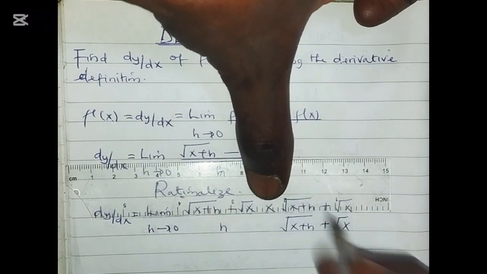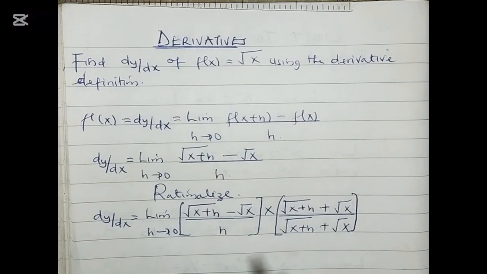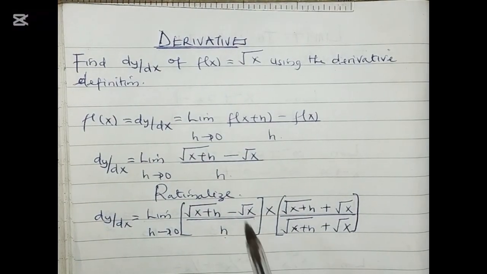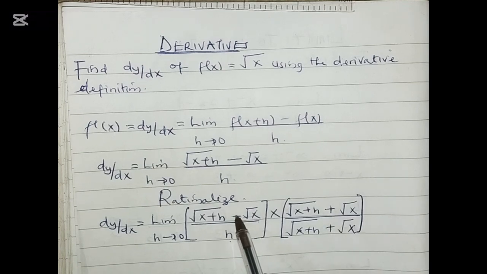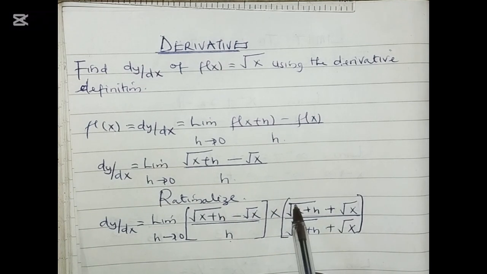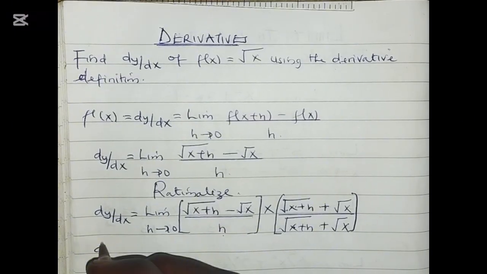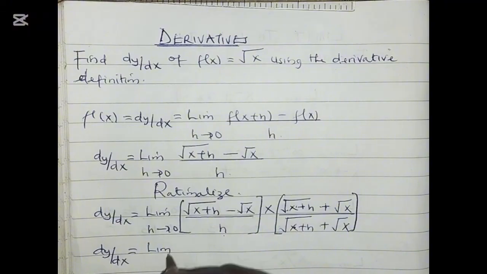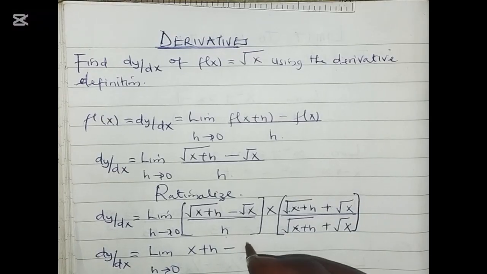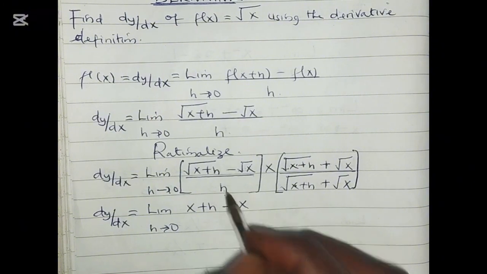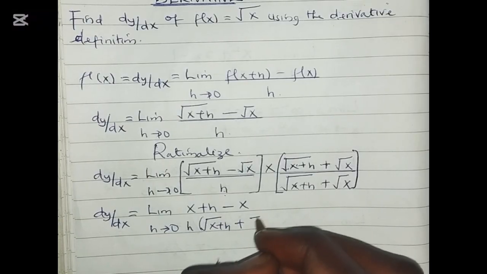Now we can multiply out. This multiplies this, and this multiplies this. You notice that these two expressions are almost the same, just that the signs are different. Because of that, it is called the difference of two squares. To multiply, we take the first and the first, and the last and the last, as we always do, and this will give us what is inside. So we have dy/dx equal to the limit as h goes to 0 of (x + h) minus x, all over h times [root of (x + h) plus root of x].